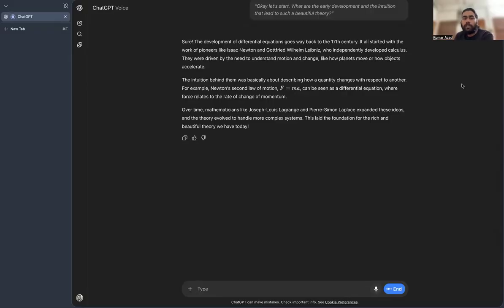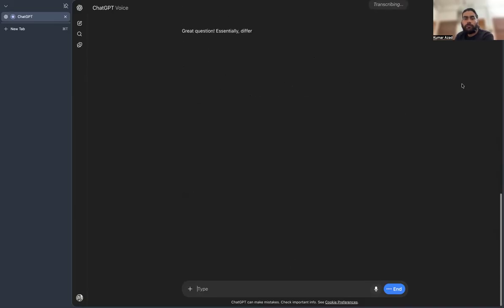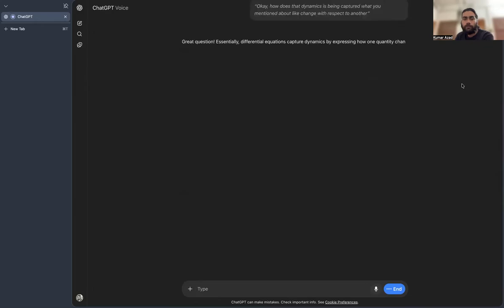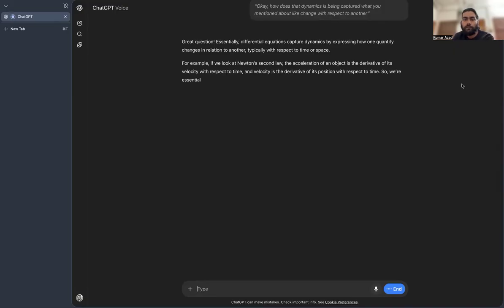Okay, how is that dynamics being captured? What you mentioned about change with respect to another. Great question. Essentially, differential equations capture dynamics by expressing how one quantity changes in relation to another, typically with respect to time or space. For example, in Newton's second law, the acceleration of an object is the derivative of its velocity with respect to time, and velocity is the derivative of its position with respect to time. So we're essentially looking at rates of change.